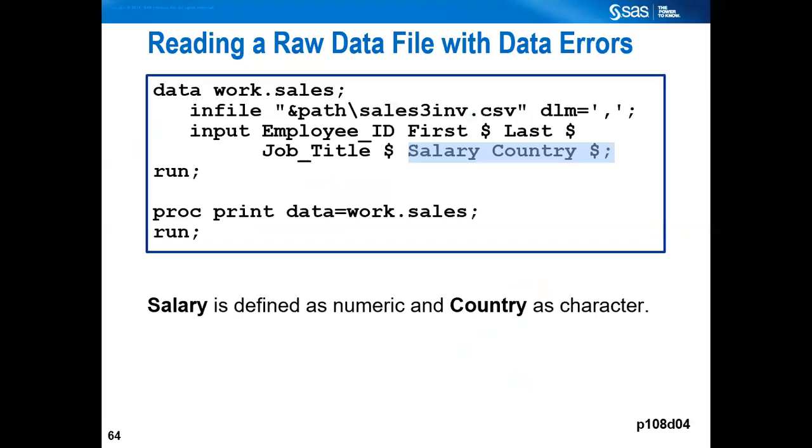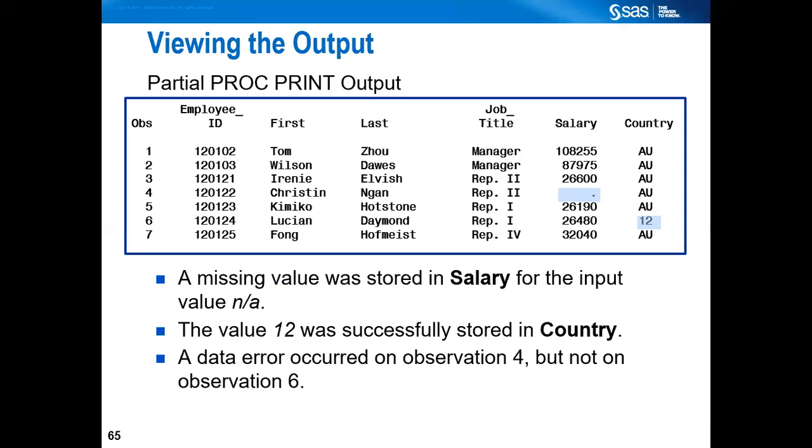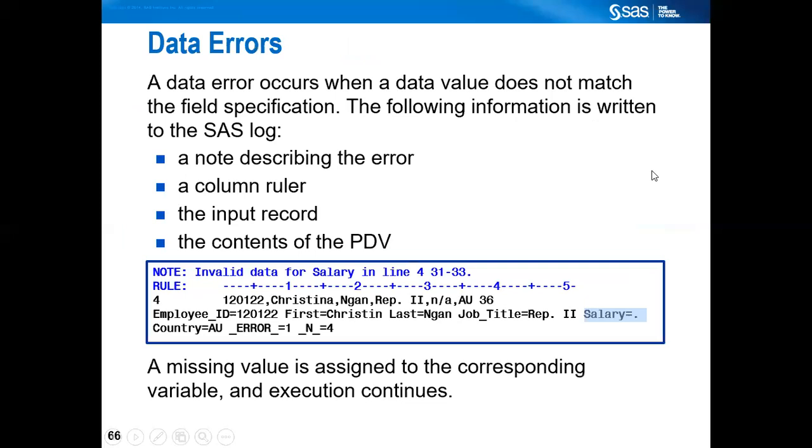Okay, so that's what has happened, and you will find this. This is telling missing values are stored in salary for input value for NA, and the value 12 was successfully stored in country. The data error occurred on observation 4, but not on observation 6. Correct? That we discussed, because though country is character, numbers can be read as character. So there is no error. So this is termed as data error.